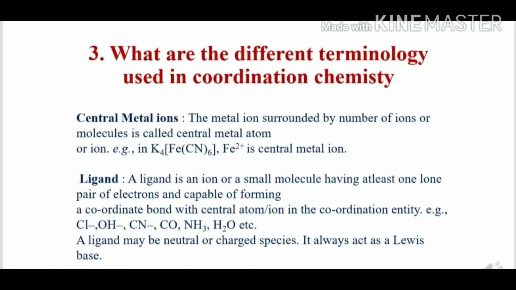The next one is the ligand. A ligand is an ion or a small molecule having at least one lone pair of electrons and capable of forming a coordinate bond with the central atom or ion in the coordination entity. So the ligands are those which surround the central metal ion. For example, chloro, hydroxo, cyano, carbonyl, amine and aqua ligands. These ligands act as Lewis bases. A ligand may be a neutral or charged species, negatively charged or neutral, and very few are positively charged.